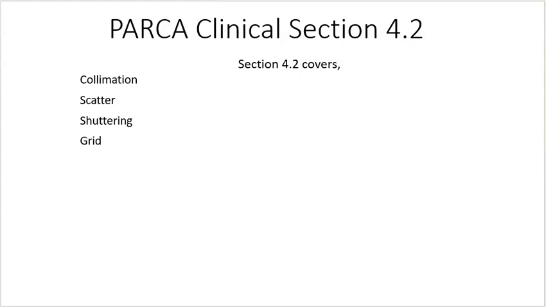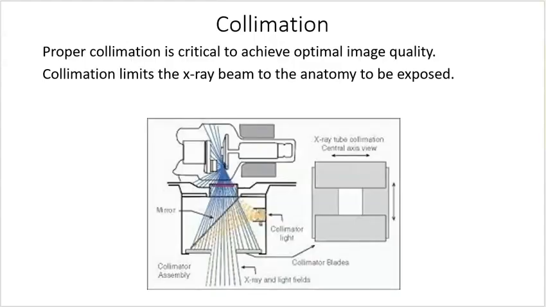Okay, today let's talk about PARCA Clinical Section 4.2. 4.2 covers collimation, scatter, shuttering, and grids. So, collimation. Proper collimation is critical to achieve optimal image quality. Collimation limits the X-ray beam to the anatomy to be exposed.